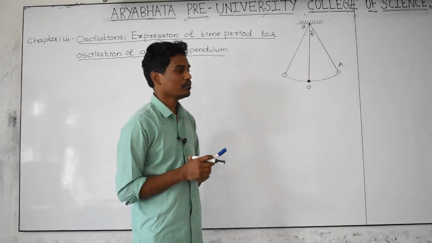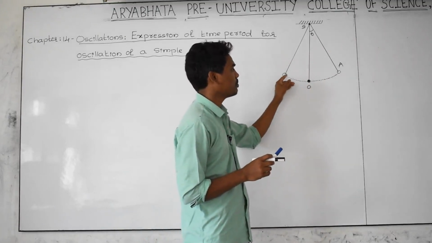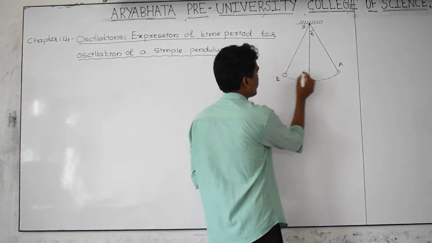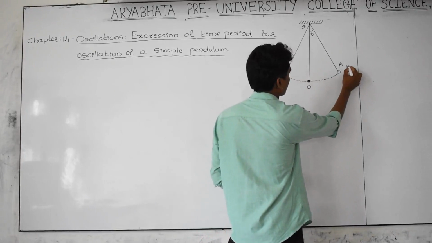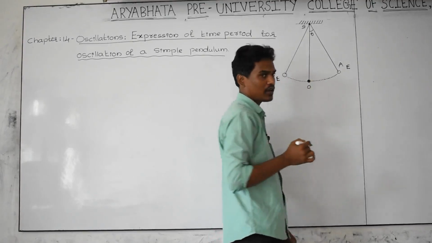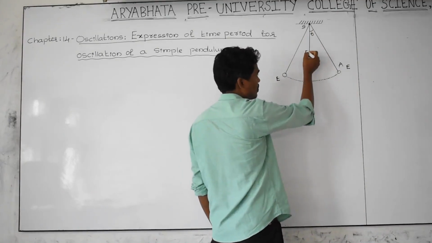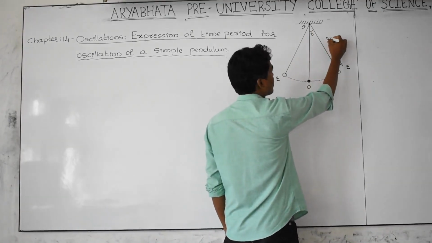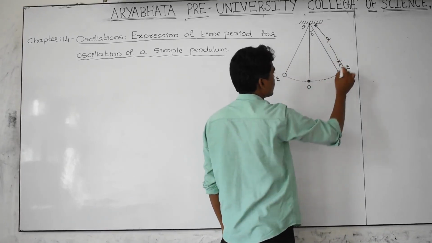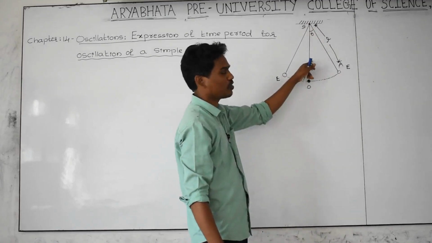This is a simple pendulum executing simple harmonic motion. This is the mean point, and these are the extreme points. O is the mean point, this is an extreme point and this one is also an extreme point. Now the body is oscillating, executing simple harmonic motion, and this is a thread. The length of the thread is L. This is the length of the thread. This is the original position of the object.